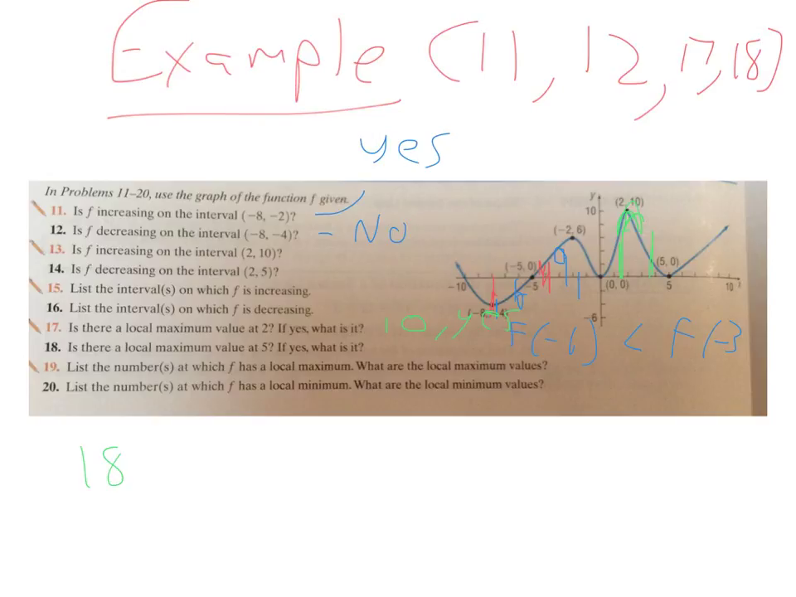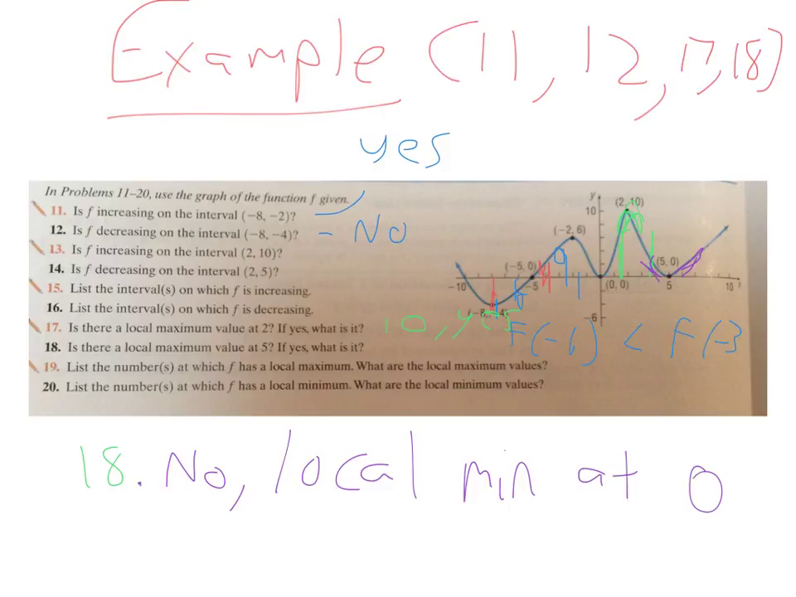Let me switch to a different color. If you notice, there is a bump here, but that point at 5 is lower than any other point on the interval. So that would actually be no. You could go further and say it's a local minimum at 0. Because when it asks for the local maximum value, it's asking for the corresponding y value, which in the case of number 17 is 10, and in this case is 0.